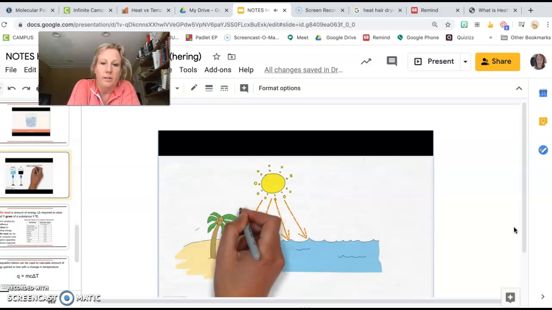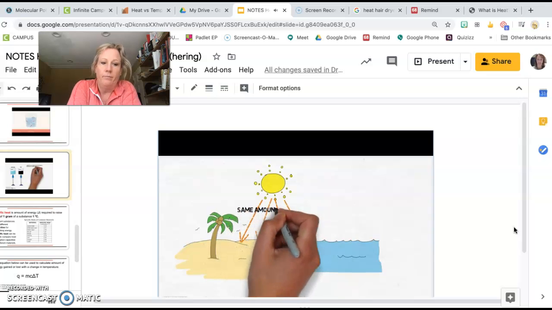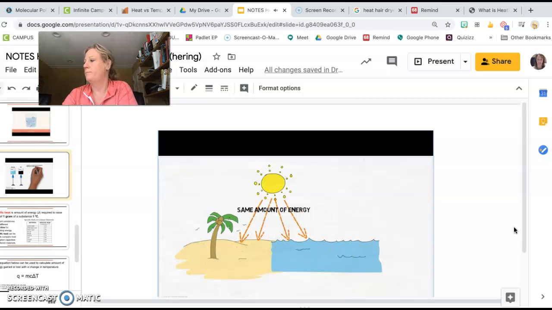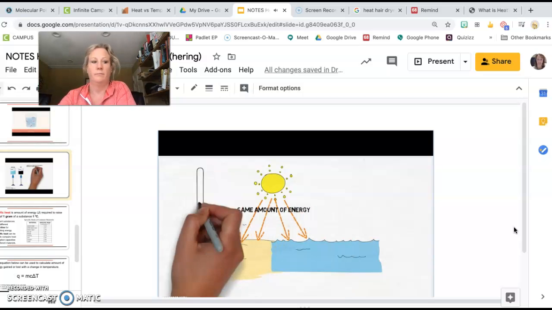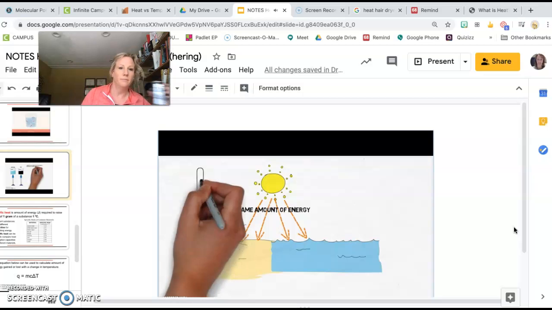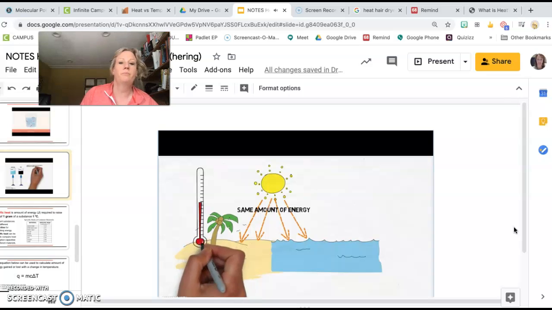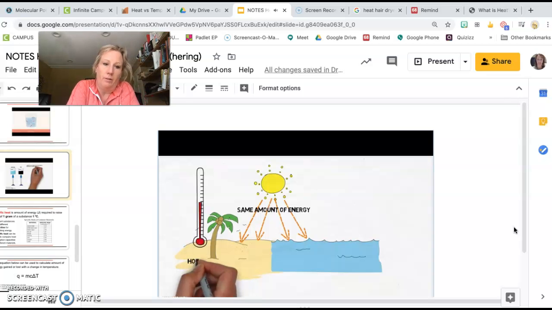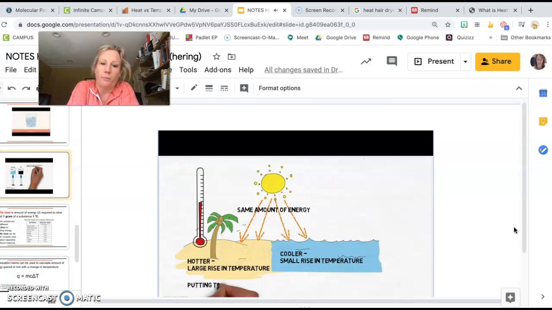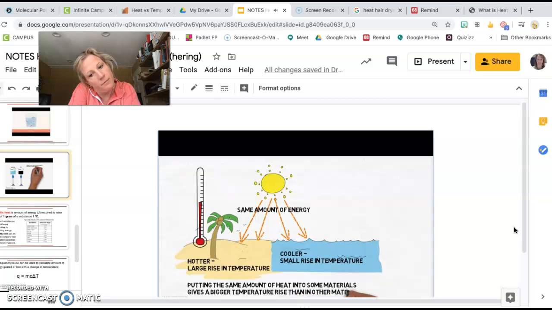I want you to imagine you're at the beach, and here we've got the sun, and the sun is giving the same amount of energy to both the sand and the water. But even though it's the same amount of energy, you'll notice that the sand actually heats up a lot quicker and to a higher temperature than the water does. So even though it's the same amount of energy, the sand will have a larger rise in temperature than the water. This is because when we put the same amount of heat into some materials, it gives a bigger temperature rise in one than it might in the other.